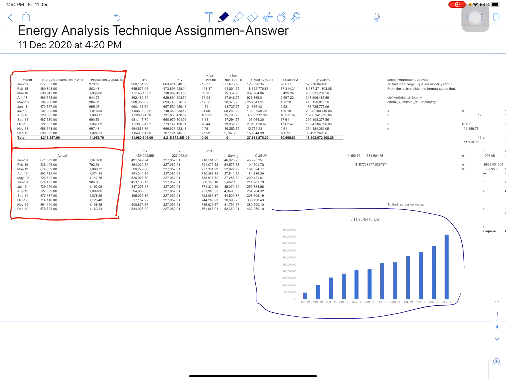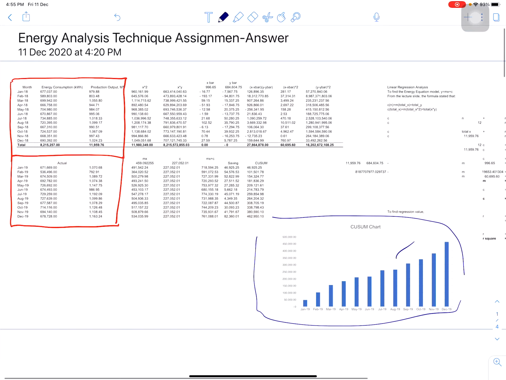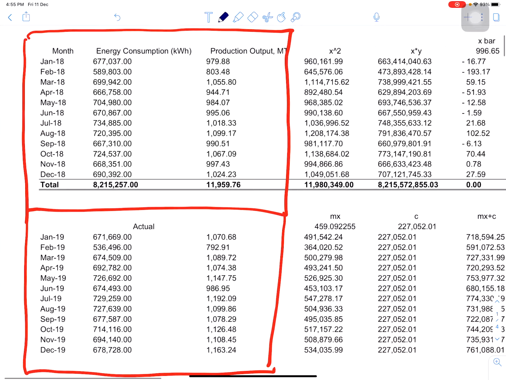So today we're going to discuss further about what we learned from yesterday, which is the energy analysis technique using a linear regression analysis. And furthermore, we're going to discuss the cumulative summation graph here. First, you have to download the Excel file that I already posted in Ulearn. So basically, from the Excel file, you're going to see this data.